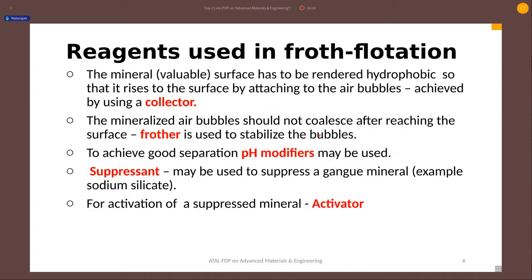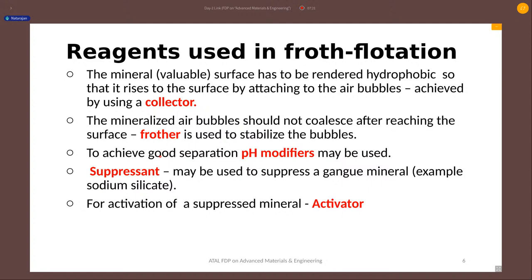What are the various reagents used in froth flotation? As I said, the valuable mineral has to be rendered selectively hydrophobic, and by itself it may not be hydrophobic. In the case of coal or graphite, they are naturally hydrophobic, but other valuable minerals such as sphalerite, which is a zinc mineral, or galena, which is a lead mineral, or chalcopyrite, which is a copper mineral, are not naturally hydrophobic. So we have to make them hydrophobic, and for that we use a specific reagent called a collector. Then the mineralized air bubbles rise to the surface, and the particles piggyback on the air bubble. Once the bubble reaches the surface, if it just collapses, that is, bursts, then the minerals will drop back into the slurry. So to make the bubble relatively stable on the surface of the slurry, we use a frother. A frother is something like a soap which will make the froth stable.